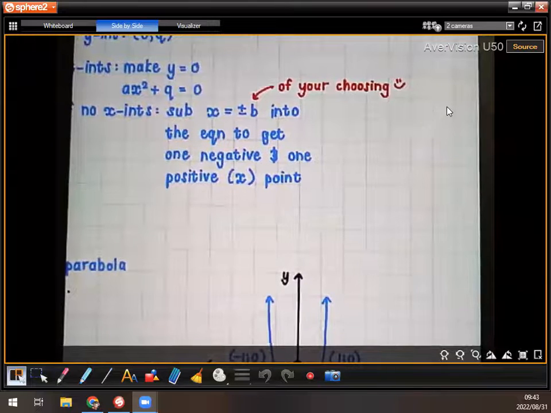But why am I choosing a negative and a positive point? Why not just 2 positive points? We have to have that symmetrical shape, all right? So we need the point in the middle, which is our y-intercept, and then we need a point on one side and a point on the other side, all right? A parabola has to have that symmetrical shape.